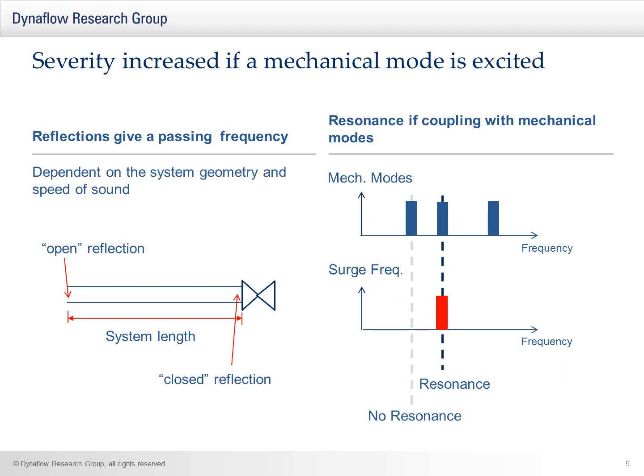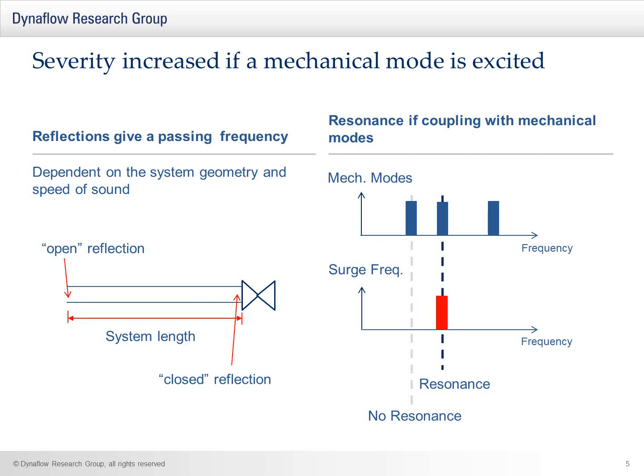The severity of the waterhammer effect can be increased if a mechanical eigenmode is excited. The passage of the surge wave has a characteristic frequency, and that is dependent on the system length, so the time it takes for the surge wave, if it reflects from the other end of the system, to pass back and then reflect from the closed valve back and forth until it's damped out by friction. This is based on the length of the system and also the speed of sound.